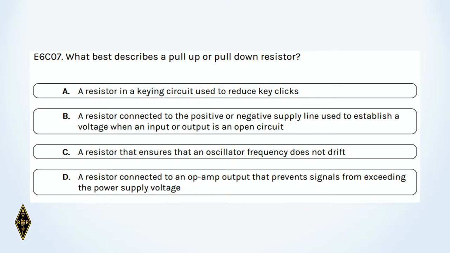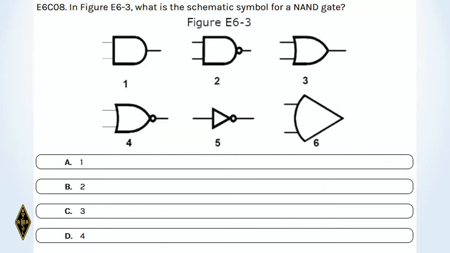Bravo. It is a resistor connected to either the positive or the negative supply line. It's used to establish a voltage when an output or input is an open circuit. It could float into that indeterminate region otherwise. So what is the schematic symbol for a NAND gate?